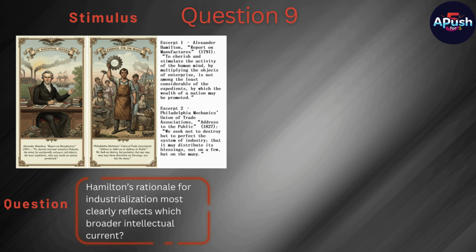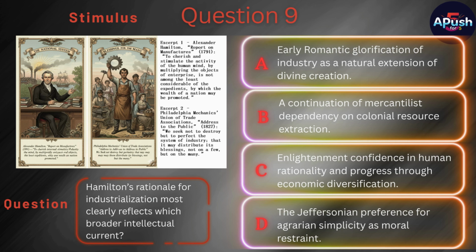Question. Hamilton's rationale for industrialization most clearly reflects which broader intellectual current? A. Early Romantic glorification of industry as a natural extension of divine creation. B. A continuation of mercantilist dependency on colonial resource extraction. C. Enlightenment confidence in human rationality and progress through economic diversification. D. The Jeffersonian preference for agrarian simplicity as moral restraint.